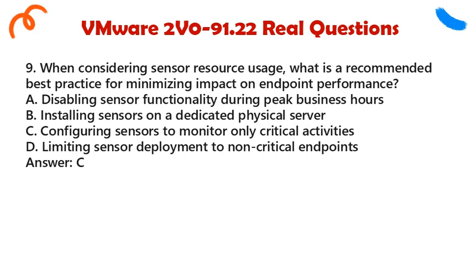9. When considering sensor resource usage, what is a recommended best practice for minimizing impact on endpoint performance? A. Disabling sensor functionality during peak business hours. B. Installing sensors on a dedicated physical server. C. Configuring sensors to monitor only critical activities. D. Limiting sensor deployment to non-critical endpoints. Answer: C.